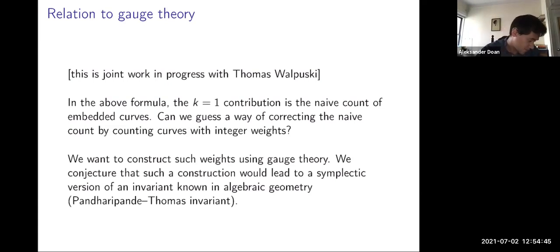And moreover, we conjecture that such a construction would lead to a symplectic version of an invariant known in algebraic geometry. I started my talk by saying that there are Donaldson-Thomas invariants in algebraic geometry, which count subschemes, and that it would be interesting to find a symplectic definition. And we conjecture that the symplectic analog will be given by the procedure I will now describe. The minor technicality is that what I will talk about now is the Pandharipande-Thomas invariant, which is a technical variant of the Donaldson-Thomas invariant.